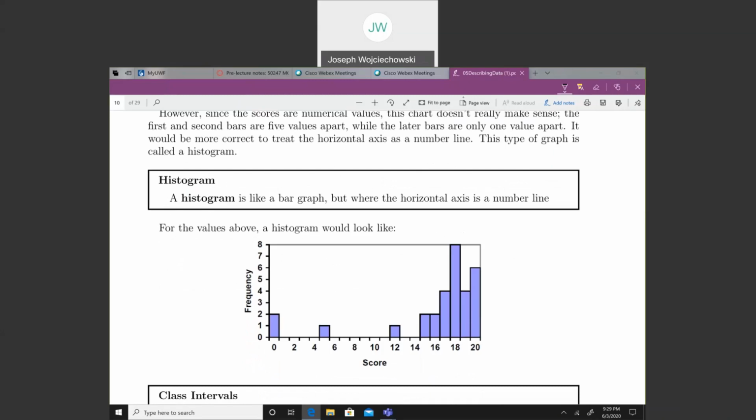So the values above in a histogram would look like this, and you can see we have from 0, 2, 4, 6, all the way to 20, and we have a hash mark for 1 and 3 and 5. And you can see the group that had 0 is 2, and these groups that didn't have any scores are left at 0, and then all the other ones here.